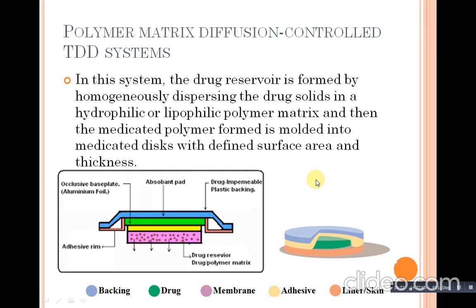The mechanism of drug release from this system is by diffusion. So in the matrix system the drug will diffuse, and the diffusion rate of the drug depends on the viscosity of the polymer which forms the matrix.